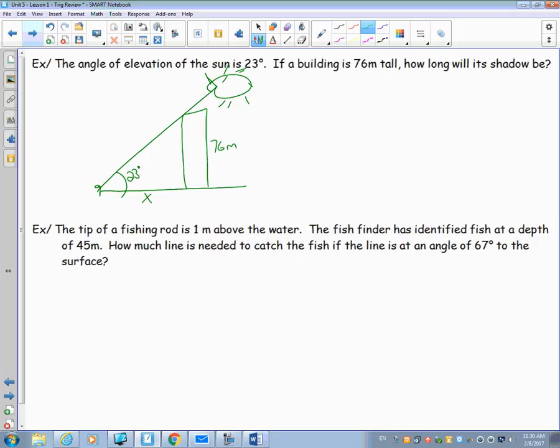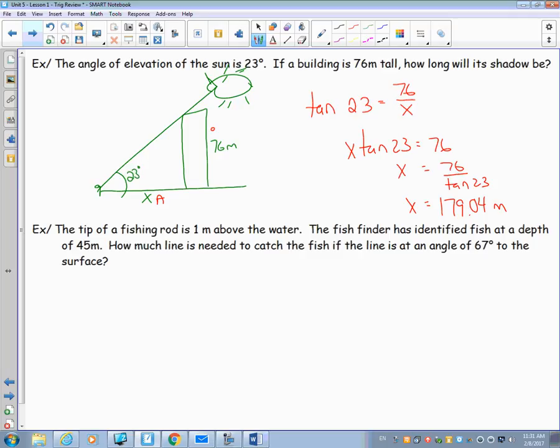Here's my picture. I'm going to label it, the adjacent and the opposite. That tells me we're going to use tan, so the tan of 23 equals opposite over adjacent. That's one of my three questions. I can cross multiply, so x tan 23 equals 76. I don't have x by itself, so I need to divide it out. 76 over tan 23, and x comes out to 179.04. We're going to try and keep two decimals for everything.